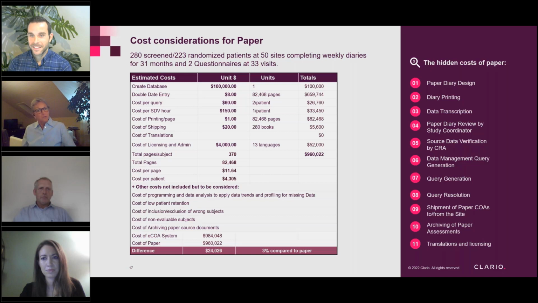I did some recent research and found a publication from 2017 from the US where the estimated cost of paper data entry was about $12 per page. And in this example it comes to about $11.64 per page. So I do think it's a pretty good estimate. Yeah, perfect sanity check, Donna, thanks.